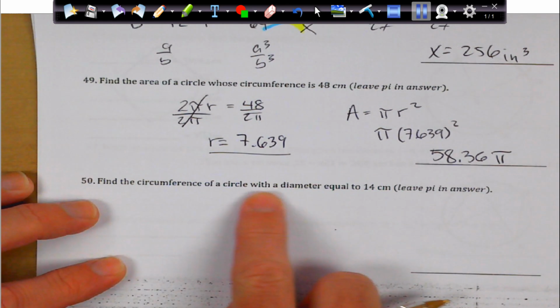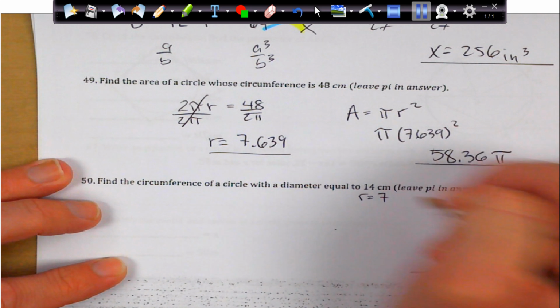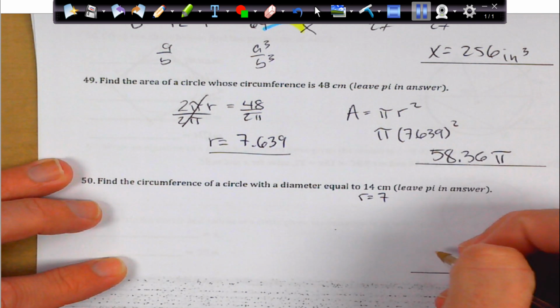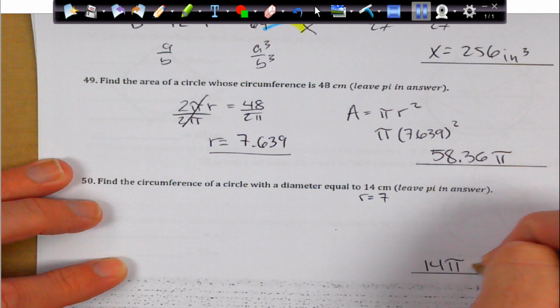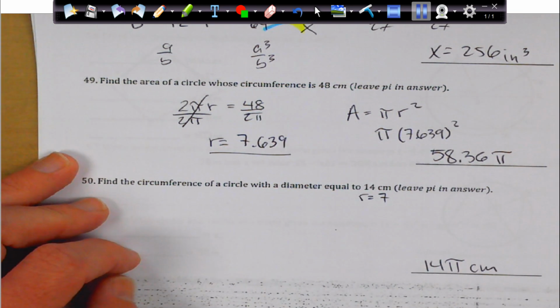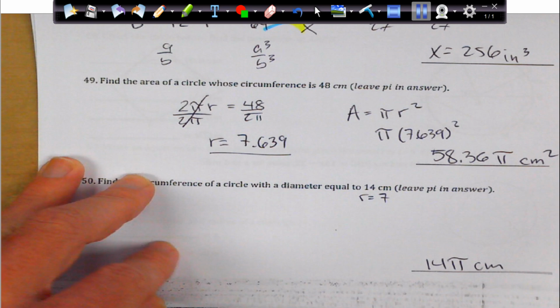Find the circumference of a circle with a diameter of 14. Well, the radius is just 7. It's 2 pi r, so it's just 2 times 7 pi. That one's pretty easy. In centimeters. And this one was square centimeters. All right.